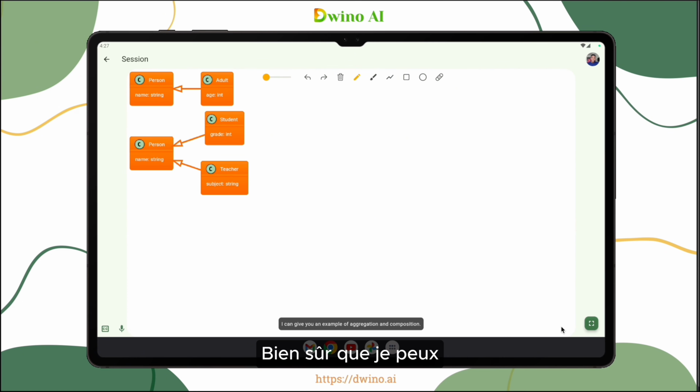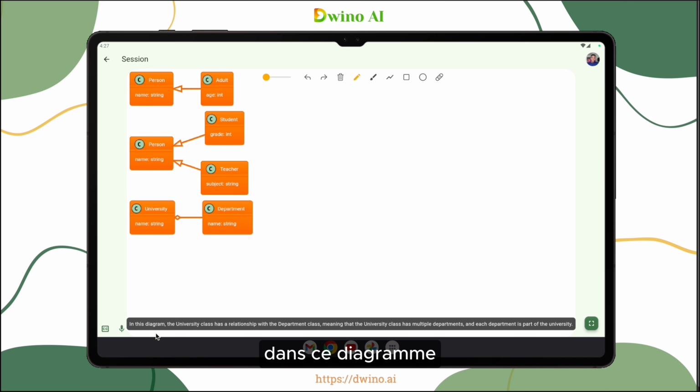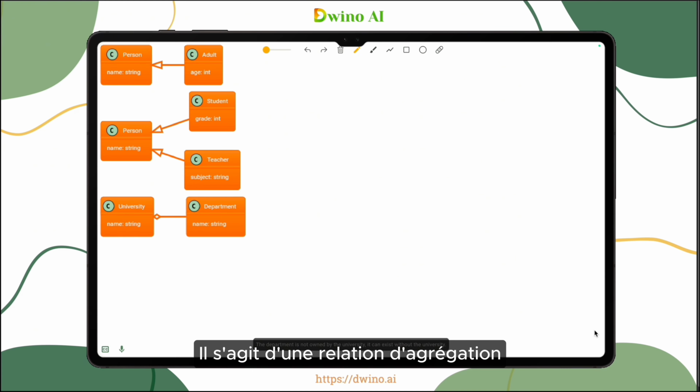Can you now give me an example of aggregation and composition? Of course. I can give you an example of aggregation and composition. In this diagram, the university class has a relationship with the department class, meaning that the university class has multiple departments, and each department is part of the university. This is an aggregation relationship. The department is not owned by the university.